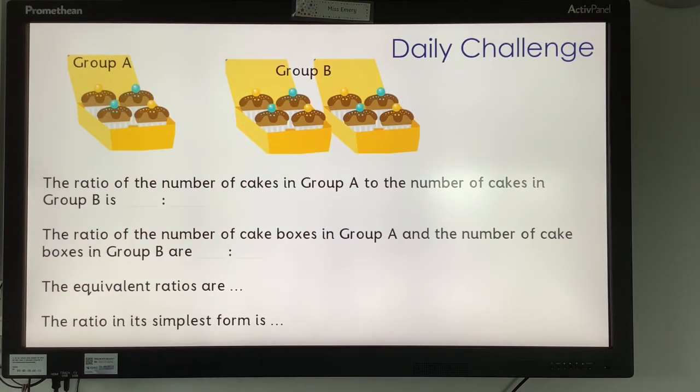So this is your challenge now. I'd like you to have a go at this independently. I'll read it through, I'll go through each challenge, and then we will go through the answers. So the ratio of the number of cakes in group A to the number of cakes in group B is what? The ratio of the number of cake boxes in group A to the number of cake boxes in group B is what? The equivalent ratios are, so you have to give me two ratios that are equivalent, and the ratio in its simplest form. So you'll have found two ratios, which one is the simplest form?